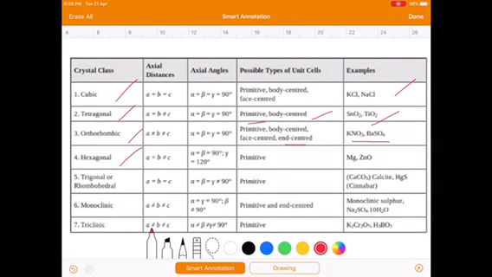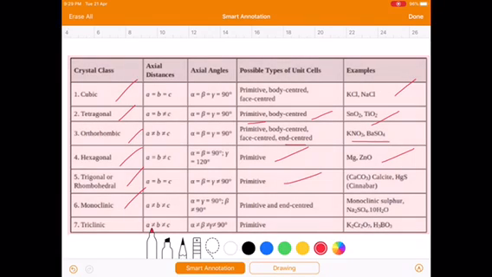Fourth one, hexagonal. The only possible type of unit cell is primitive. Example, magnesium and zinc oxide. Fifth one, trigonal or rhombohedral. The only possible variation is primitive. Example, calcium carbonate, mercuric sulfide.